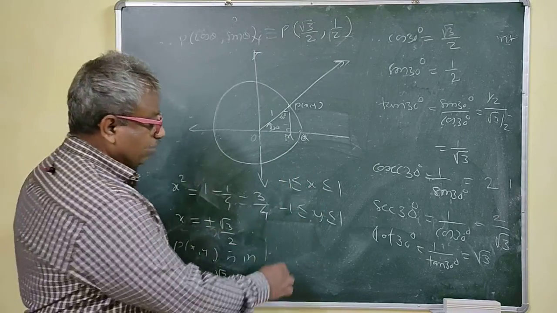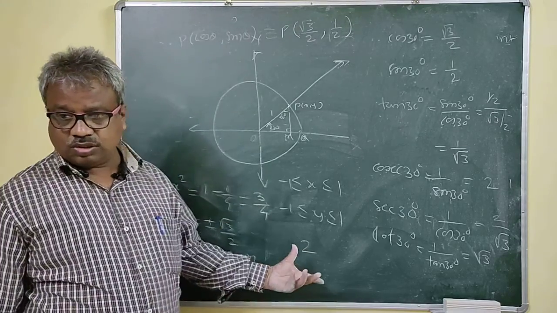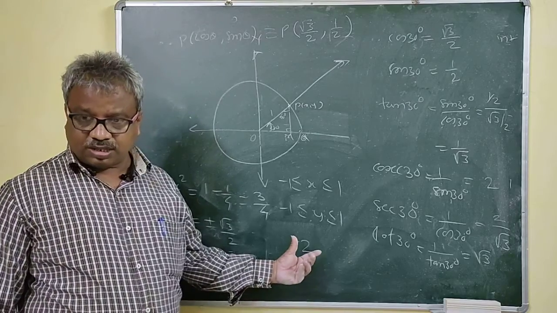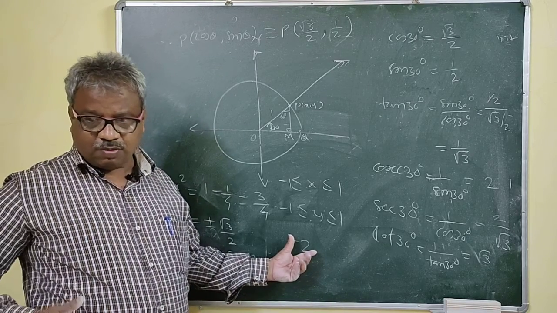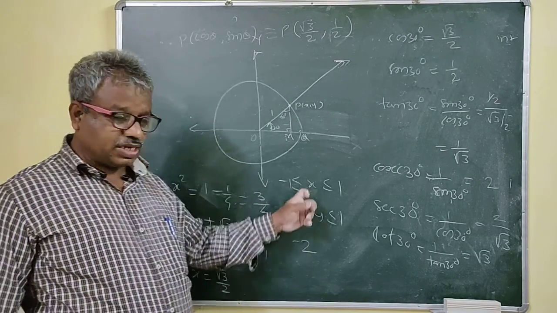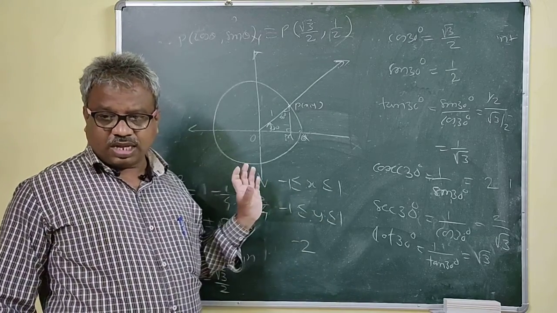If you get the value of cos theta as 2, then this is not true, because this is greater than 1. Or if you get the value of cos theta equal to minus 2, this is also not true. That means you have made some mistake somewhere. You have to check your answer, because the value of sin theta and cos theta always lies between minus 1 and 1. Note that.